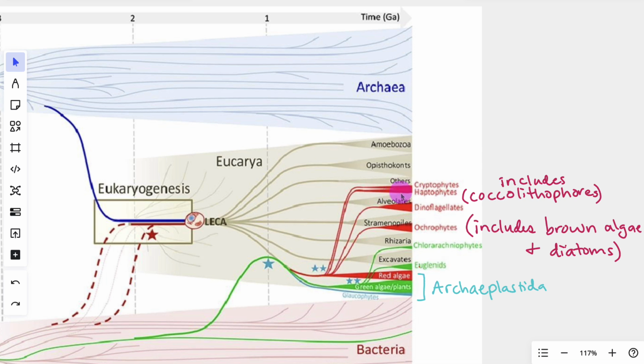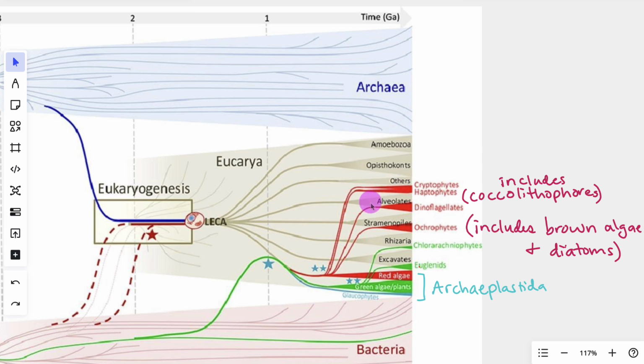So we've got at least one time in the cryptophytes. We've got the haptophytes, which include the coccolithophores. We have the dinoflagellate group arising from a red alga engulfing. And then in the stramenopile group, they're using this ochrophytes group, but this includes brown algae and diatoms. Those are the ones we talked about.